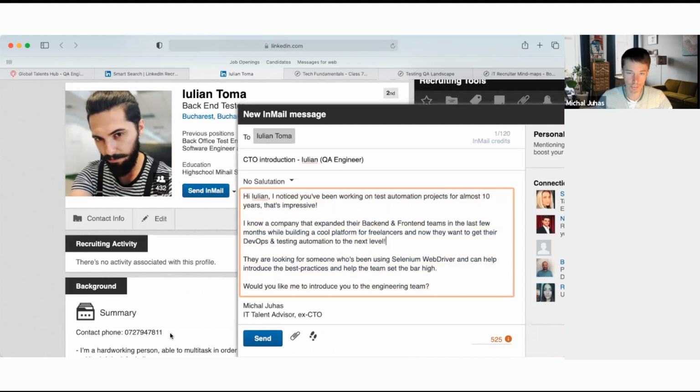Sounds okay. Sounds okay to me. Now when I'm just thinking about it, I know the company, they're looking for someone. Would you like me to introduce you to the engineering team? Then the question is just what will be the hook? CTO introduction. Well, now in the message I don't propose to introduce him to the CTO, so I'll probably change this a little. Sounds convincing. Yeah. Thanks, Erika. Thanks, Juliana, Morayo.